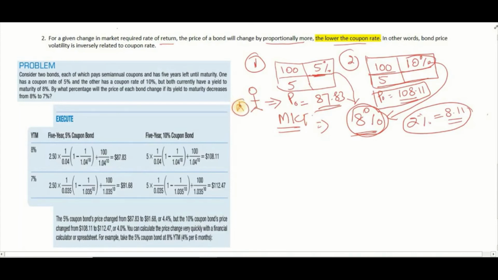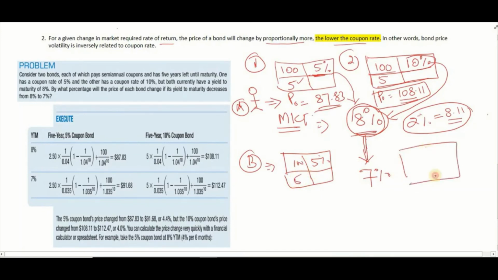Now situation 2, or B, is if the central bank has announced that the market interest rate would be 7%, then what will happen? These bonds are similar in maturity, but they have different coupon rates. So which of these two bonds will be affected more? So this is the question, right?